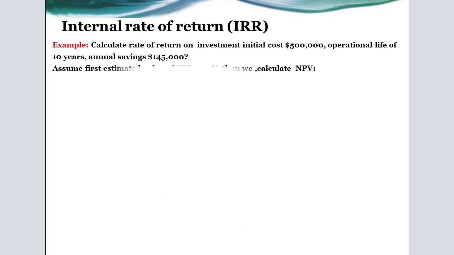Now let us take this example of a simple calculation. Calculate the rate of return on investment cost, this value, and operating life cost for 10 years. This is the annual saving value. Here we assume a first estimate value of IRR as 25%. Then we apply the equation to calculate net present value.